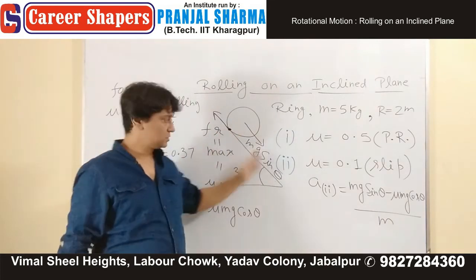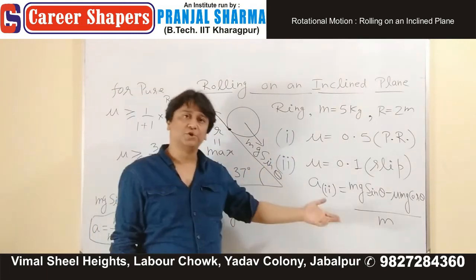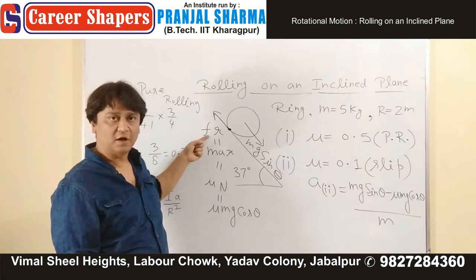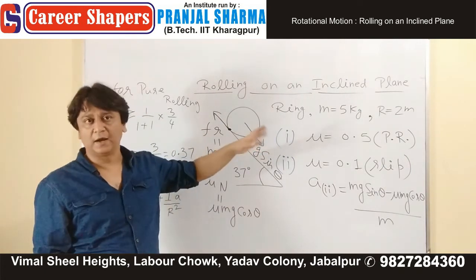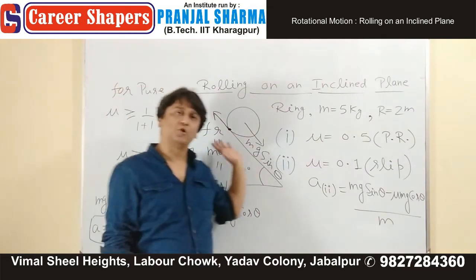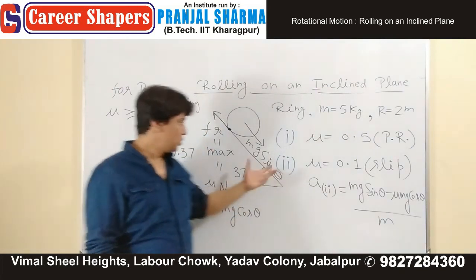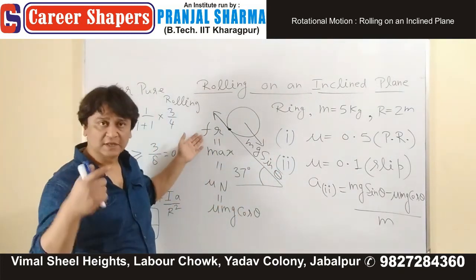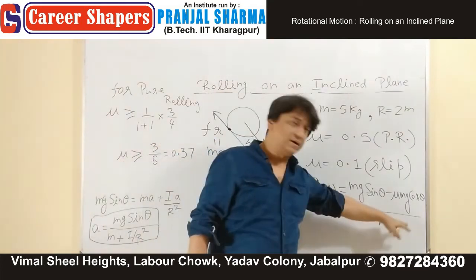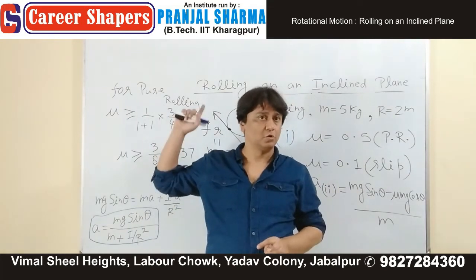What are the forces? This and this. What is the equation? F equals ma. What is net force? mg sin theta minus fr. In the first part, we had no idea of fr and therefore we had to evaluate all the three equations. But this time round, we know the value of friction since this contact point is slipping. You cannot add that term of I upon r square. Remember, that was the trick for pure rolling.